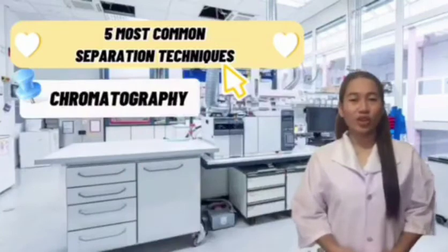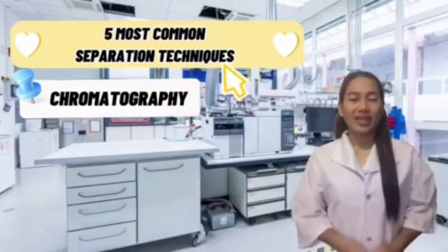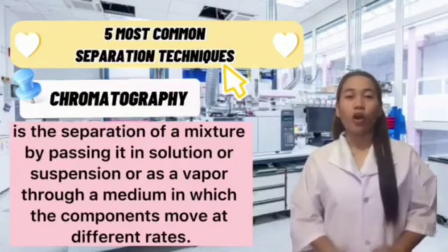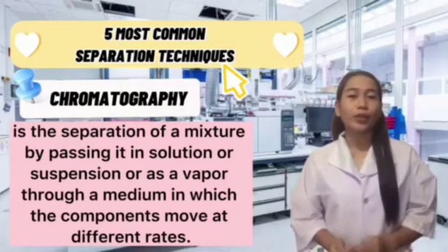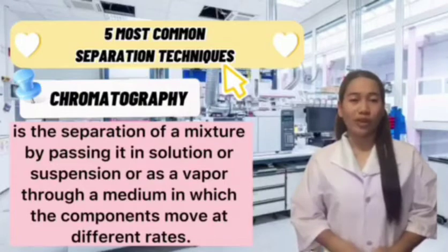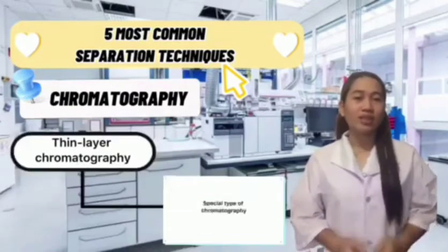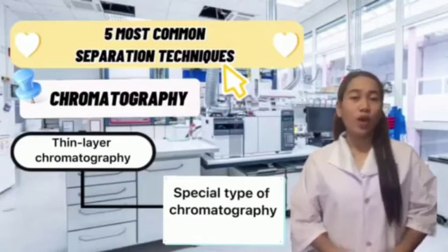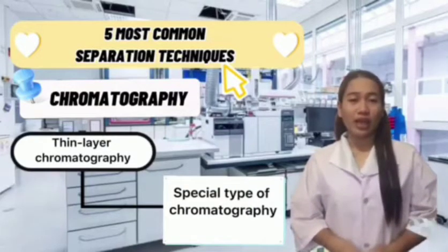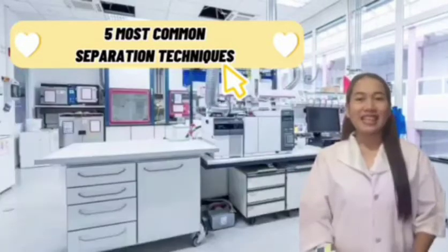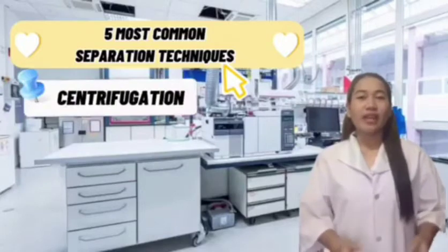Next is chromatography. Chromatography is the separation of a mixture by passing it in solution or suspension or as a vapor through a medium in which the components move at different rates. Thin layer chromatography is a special type of chromatography which is used for separating and identifying mixtures that can be colored, especially pigments. Lastly is centrifugation.